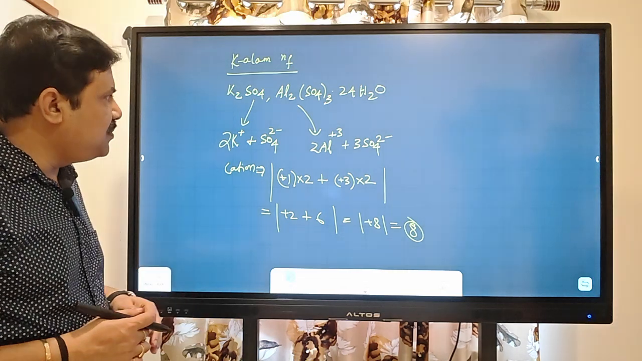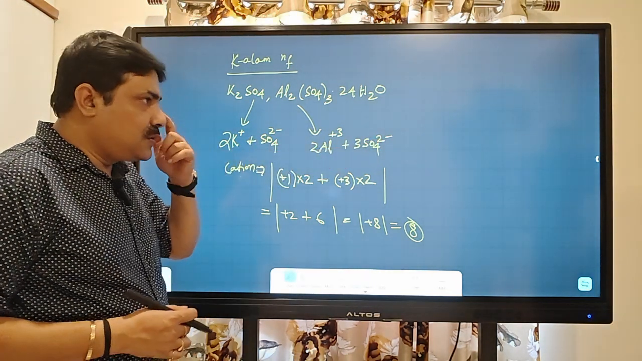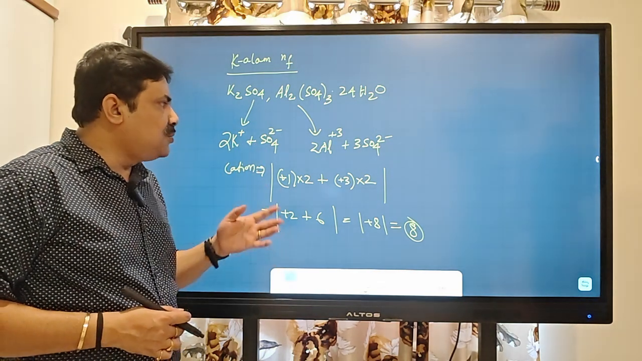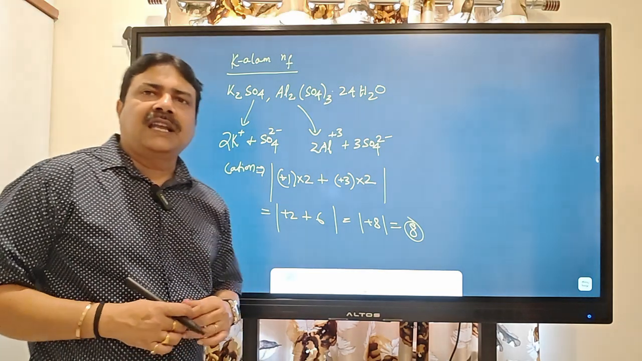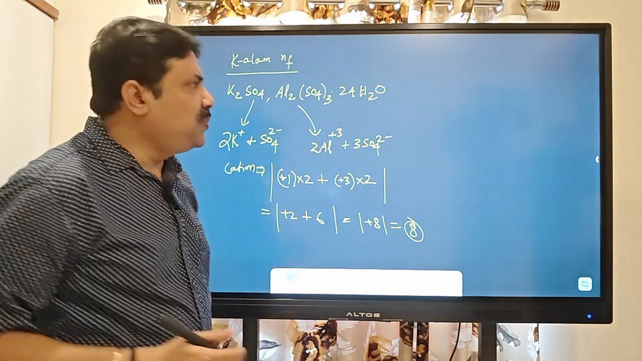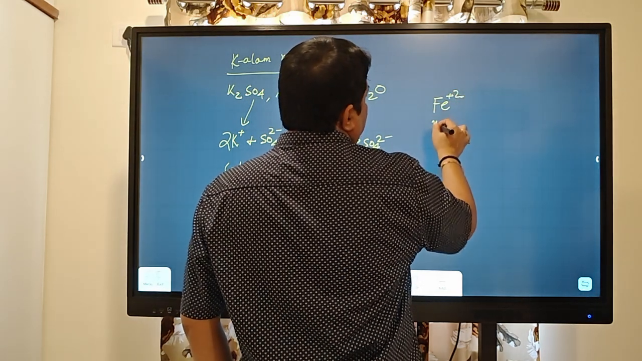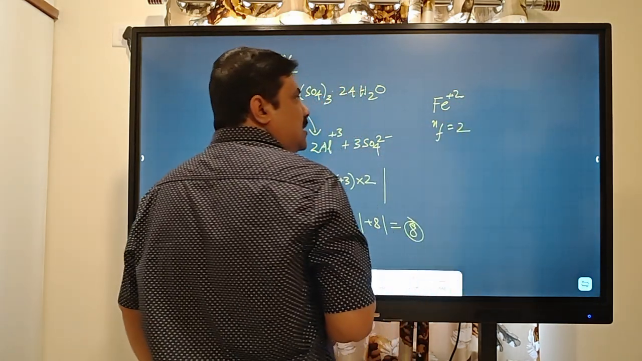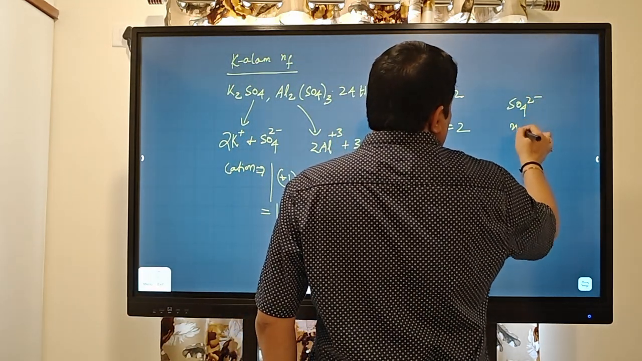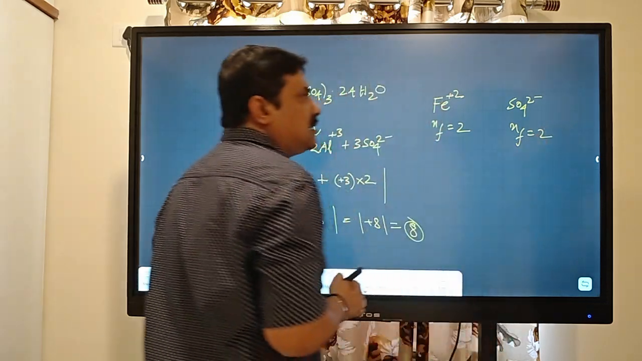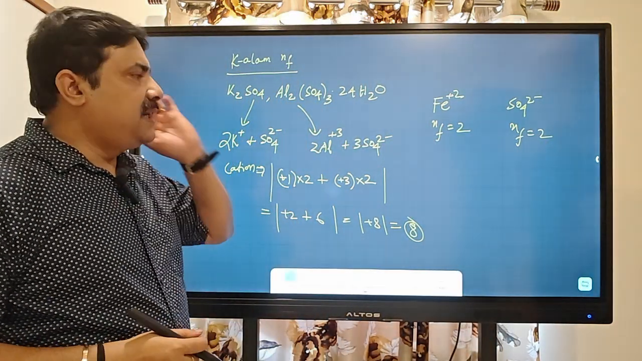If you consider the anion, the same thing comes. 3 into minus 2 is minus 6, 1 into minus 2 is minus 2, so minus 6 and minus 2 gives minus 8, and mod of minus 8 is 8. So that is the idea. Total charge of the cation or anion is the N factor. Suppose any ion is there, like iron plus 2. If I ask what is the N factor, it is 2. Charge on the ion is the N factor. If I have SO4 2-, the N factor is 2. Charge on the ion is the N factor for that particular ion. Is it clear? This is the idea.